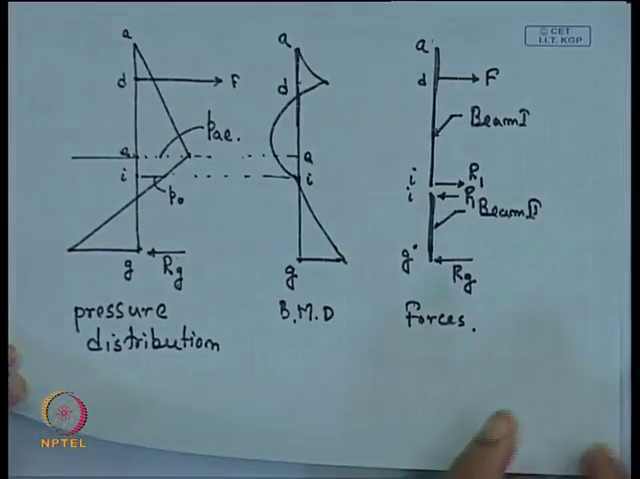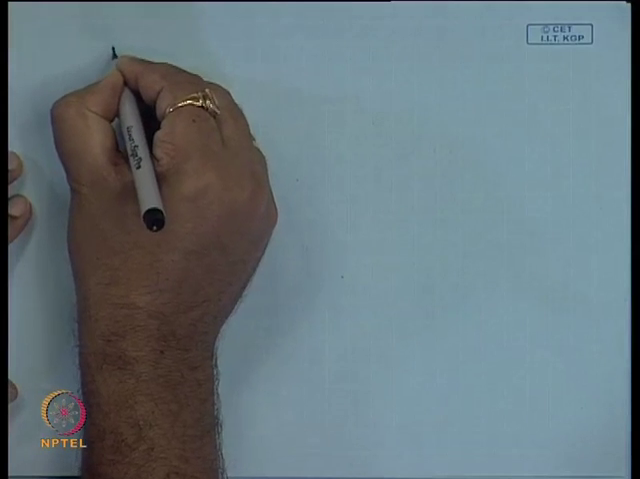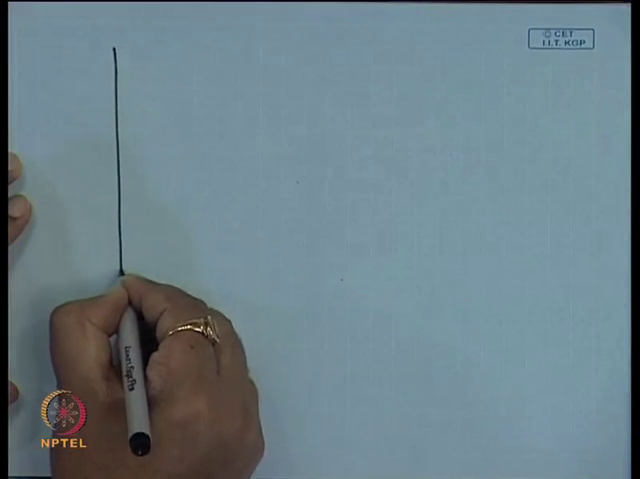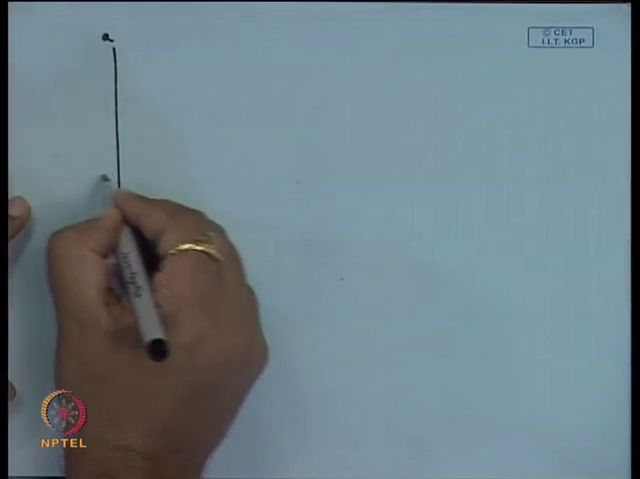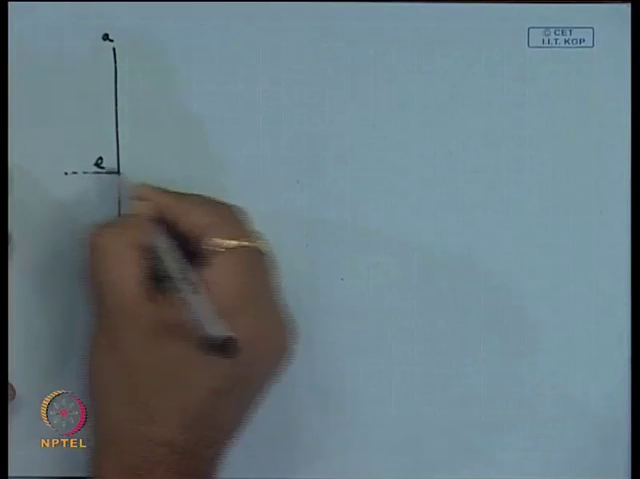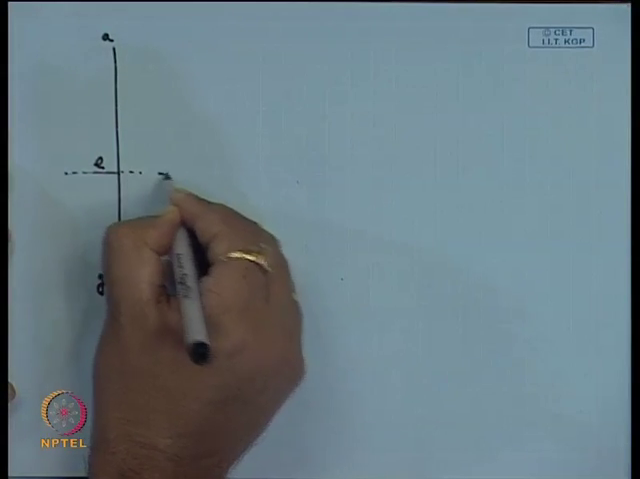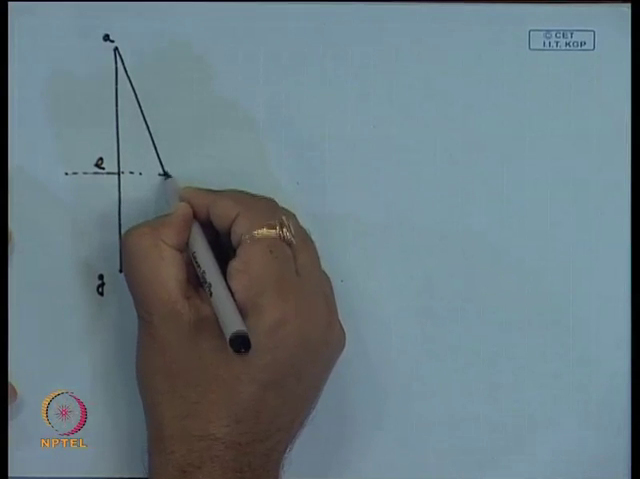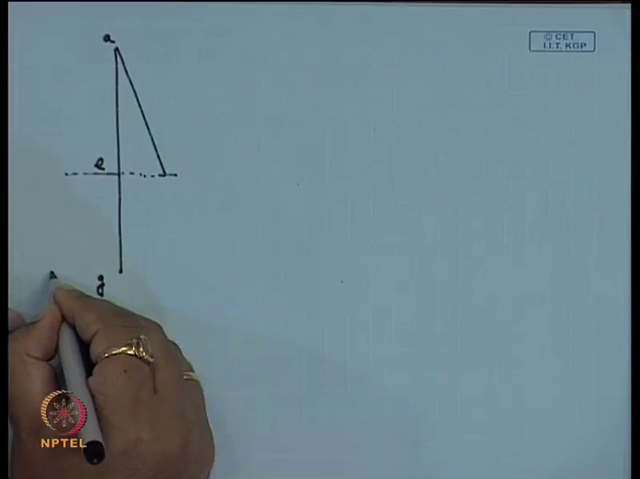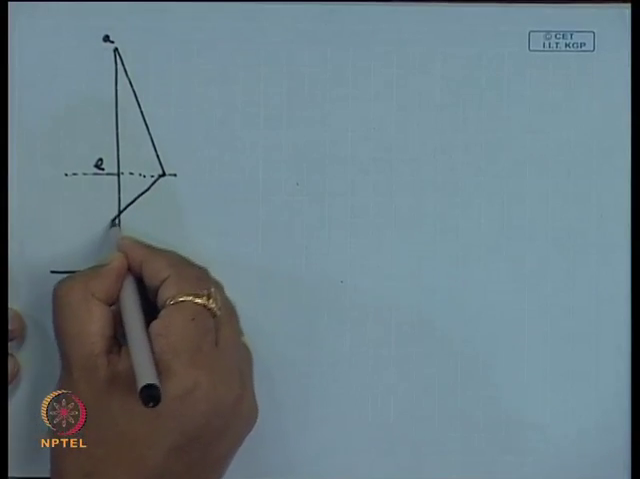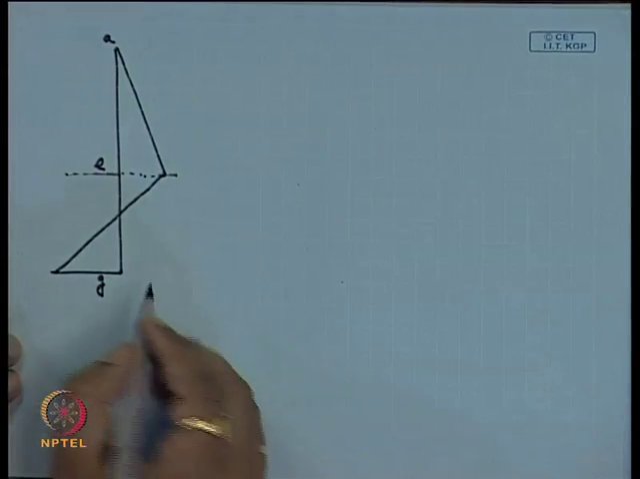So, what are these forces that we will draw here? First we will draw the earth pressure diagram of this A to G portion. This is the dredge level E. So, we will take this earth pressure diagram here. Then it is your maximum, then it will follow this path. So, this is the diagram we have drawn.